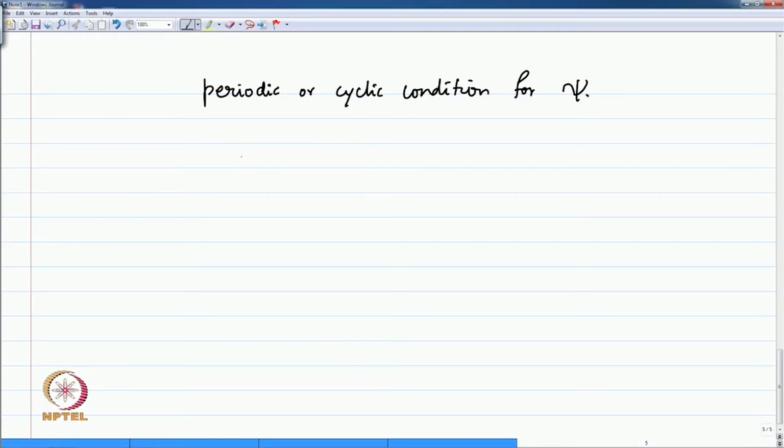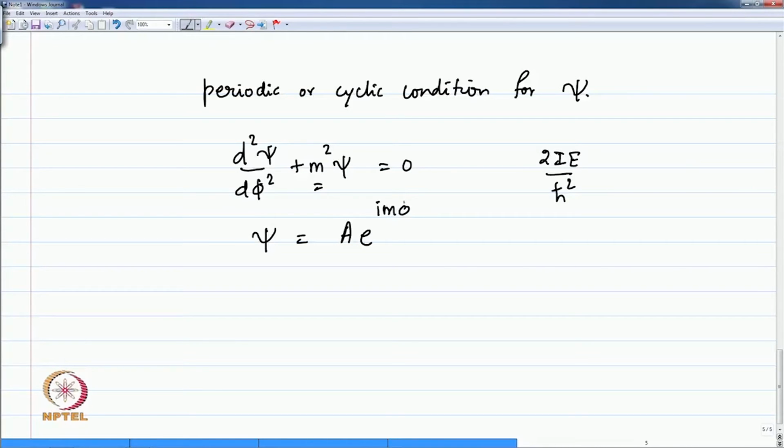Therefore, if you write this particular quantity d square psi by d phi square plus m square psi is equal to 0, because we know that this kind of equation, this is a positive value because it is 2IE by h bar square, and the particle having any kinetic energy in a circular motion obviously has a positive energy. Moment of inertia is positive, h bar square, h bar is positive, therefore this is a positive quantity, and this of course has a solution psi is equal to A e to the I m phi plus B e to the minus I m phi. Now, I am using imaginary, that is complex solutions.